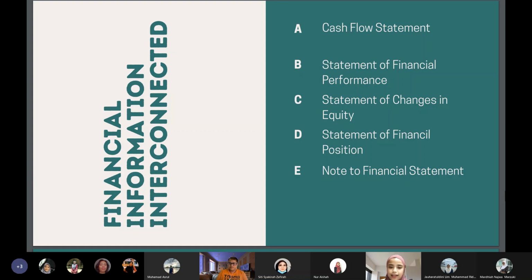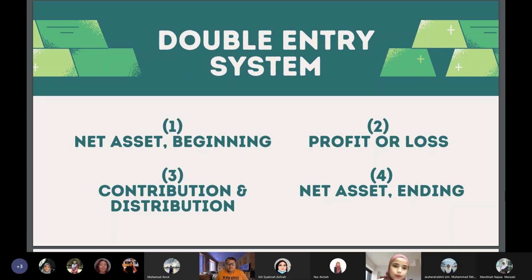Okay, next. If you think about the double entry system, you will think about the debit and credit. The interconnectedness among the financial statements can be demonstrated by looking at the movement in the net assets or equity for a period. The first one is the net asset beginning, so equity at the beginning of the period, and the fourth one is net asset ending, so you have your equity at the end of the period.